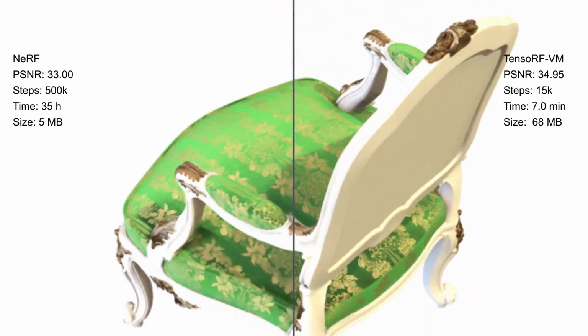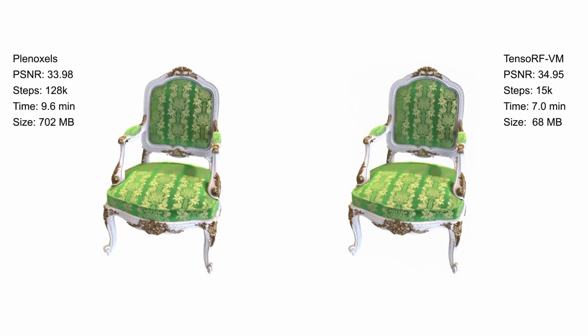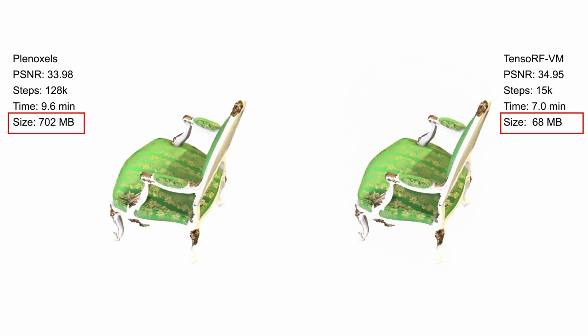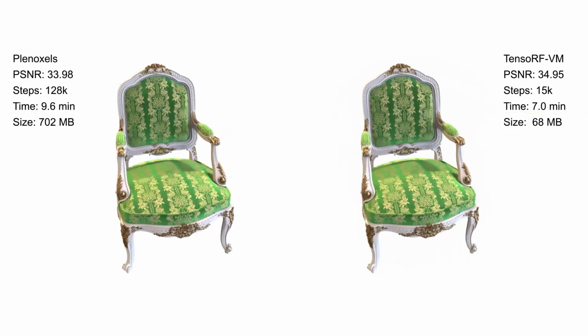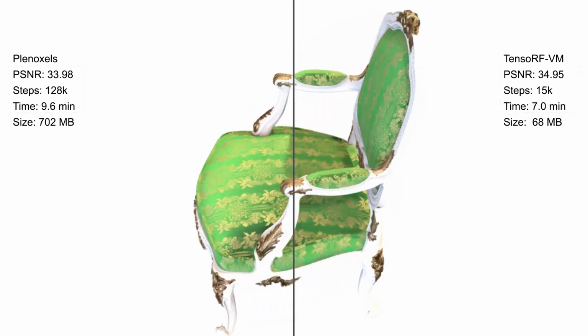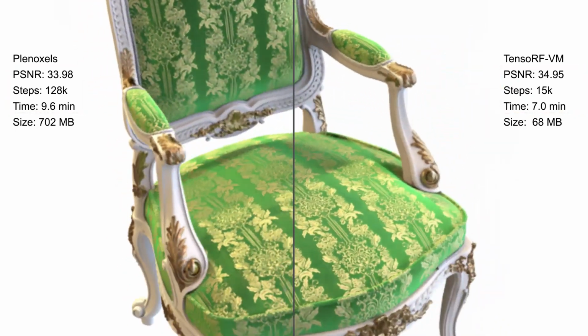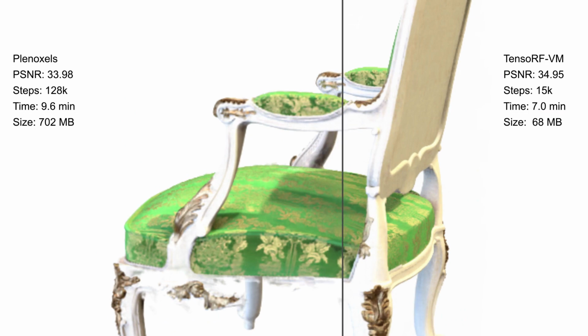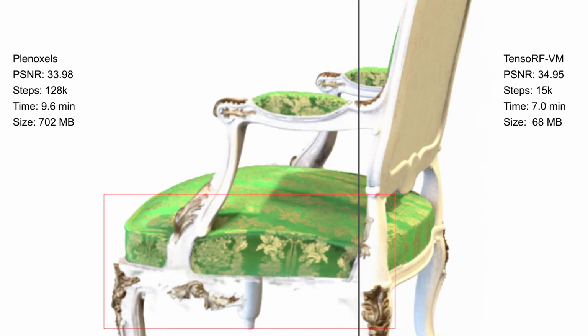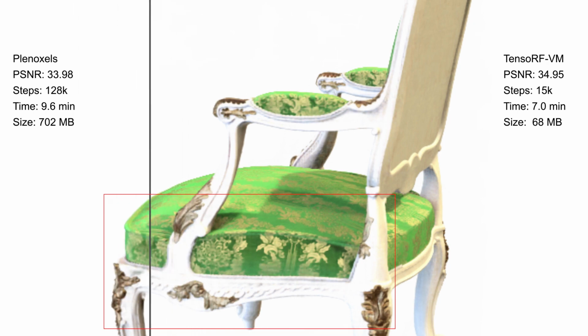When comparing with the concurrent work Plenoxels that uses an explicit voxel grid, our model size is consistently substantially smaller. Again, our approach is able to reconstruct faster and requires significantly fewer training steps than Plenoxels. As shown in this example, our results are also visually more realistic. Our method is able to recover the shape and texture details without any missing geometry.